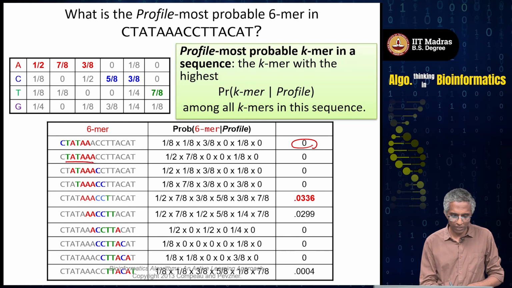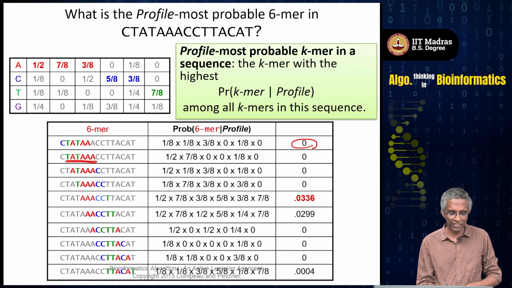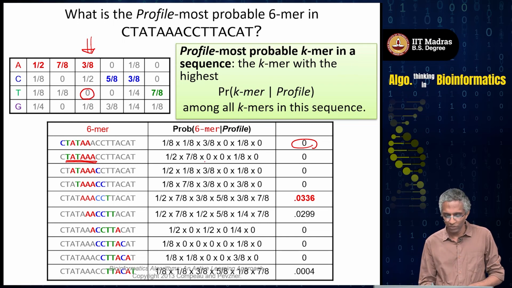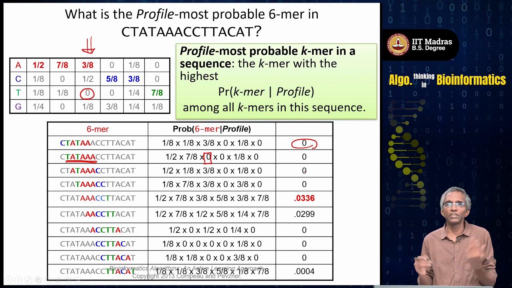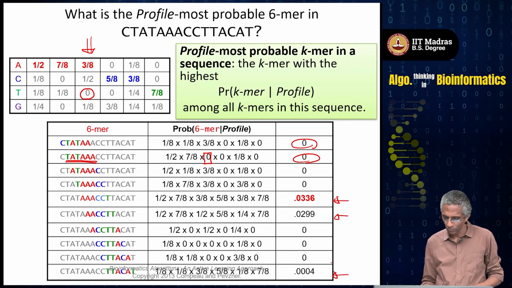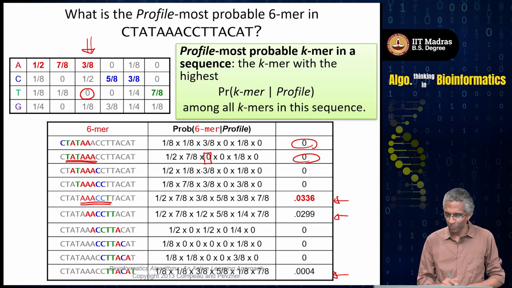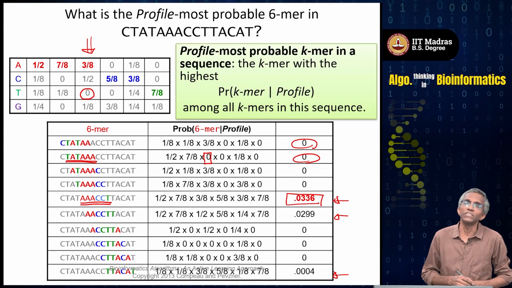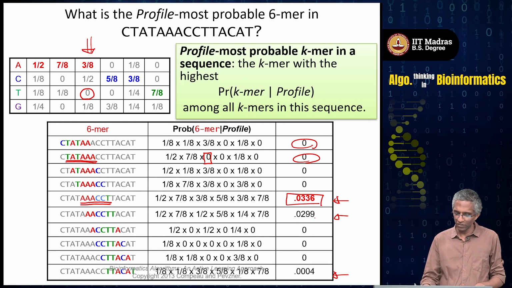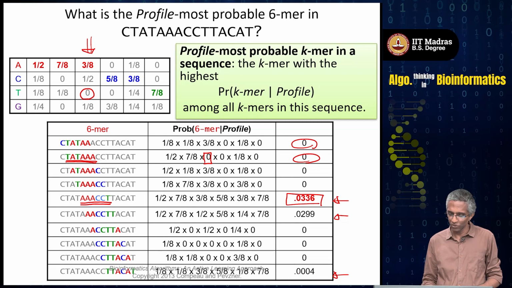Similarly, the second k-mer also has a 0 probability, because if you look at this particular profile matrix and look at the third letter, for instance, which is T. In the third column here, T has a 0 probability, because of which this third entry is 0, and then everything else, whatever it is, does not matter, it will just be multiplied by 0 and you will get 0 again. So many of these are 0, but luckily there are 3 entries which are non-zero. One of them is AAACCT, and we have already calculated its probability in the previous slide, according to the same profile matrix, to be 0.0336. Then you have these other things which are 0.0299 and 0.0004, and the others are 0.